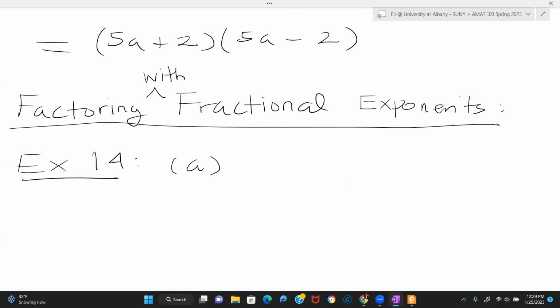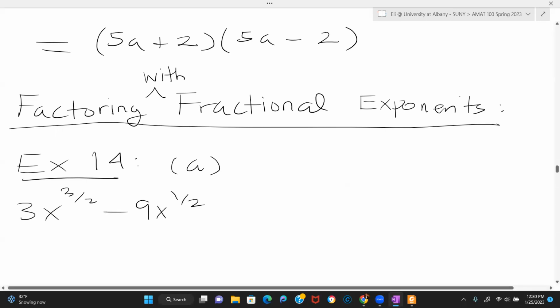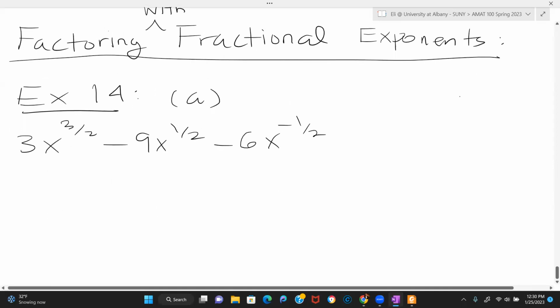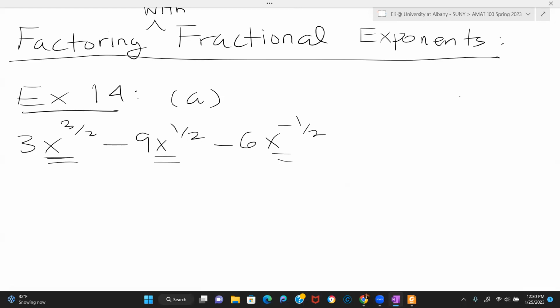So part A. In part A, we want to factor the following expression. So now we have x raised to fractional powers. Now x is a common factor in each of these terms, right? We just have this x to this fractional power. So we should be able, in principle, to factor out x to some power. But what power is that going to be?